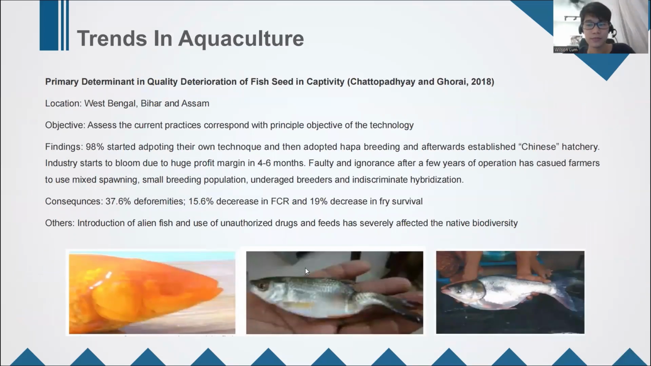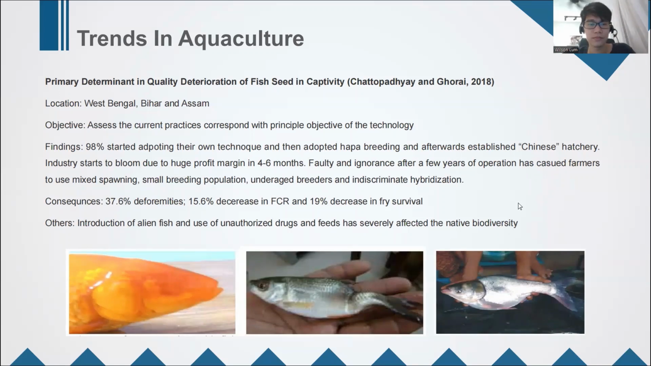Okay, so for the trend in aquaculture, I would like to take one case study, which is a paper from India done by Chattopadhyay and Gorai in 2018, in which they went to three popular locations in India for fish hatcheries, which are West Bengal, Bihar, and Assam. The objective is to assess whether current practices correspond with the principal objective of the technology.